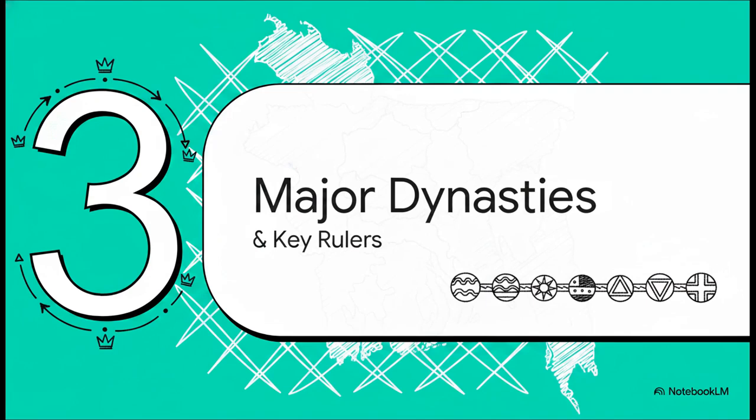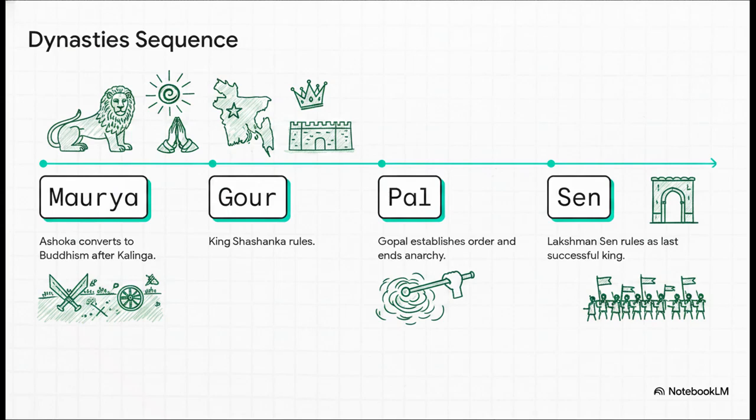Let's transition into Section 3, Major Dynasties and Key Rulers. A huge part of your exam prep relies on keeping your timelines crystal clear. When you understand the chronological sequence of these ruling dynasties, you avoid so many easy mistakes. So here is the essential flow. We start with the Maurya dynasty, featuring the great emperor Ashoka.